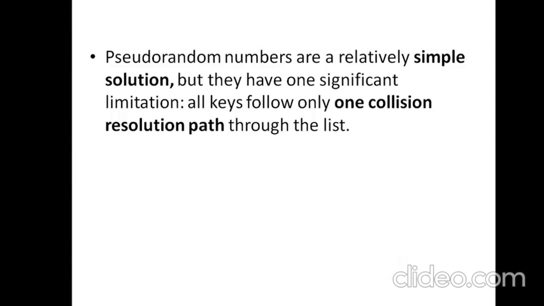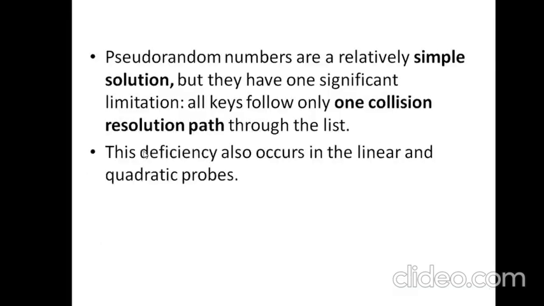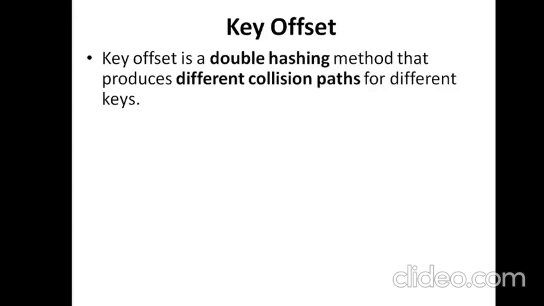Because in pseudo-random we input the address of the collision into the formula. It has nothing to do with the key value. So the key value is not at all considered. We only use the collision address. So we have a different scheme called the key offset scheme, in which the key plays a role in determining the address. Key offset is also a double hashing method that produces different collision paths for different keys. So when the key differs, the address will also differ.